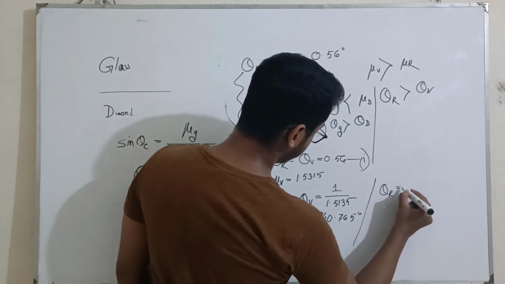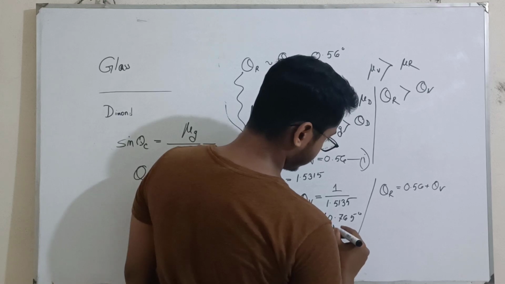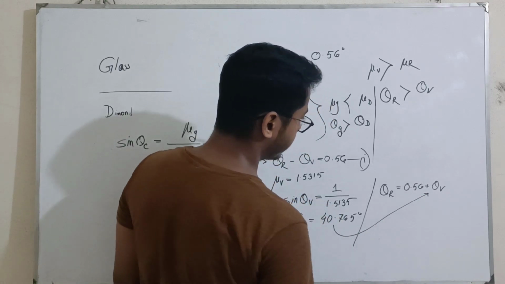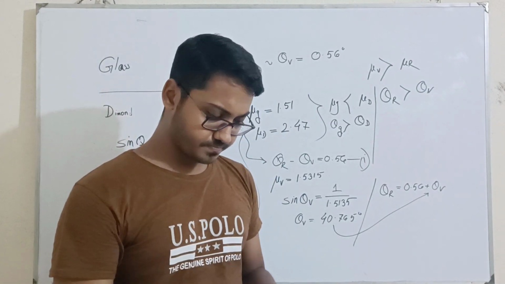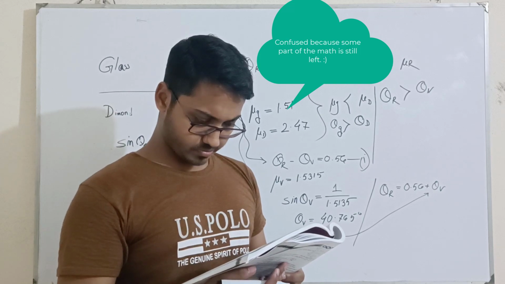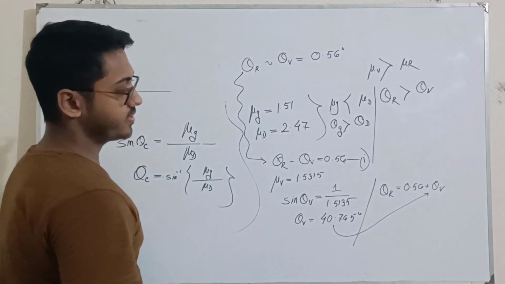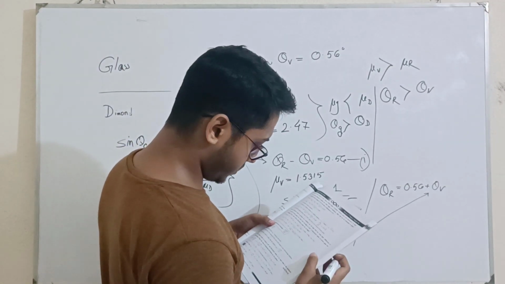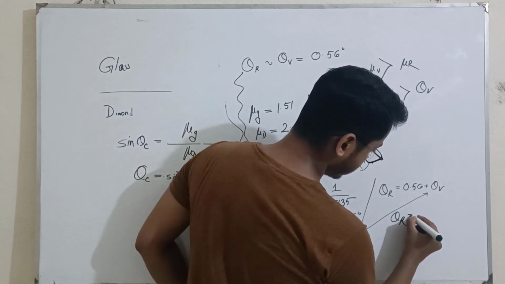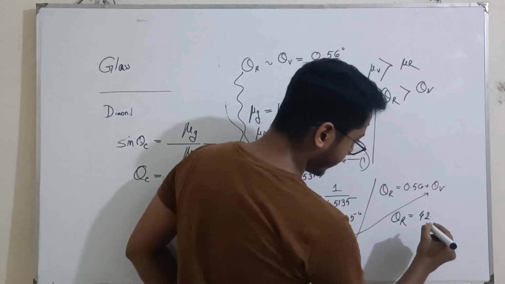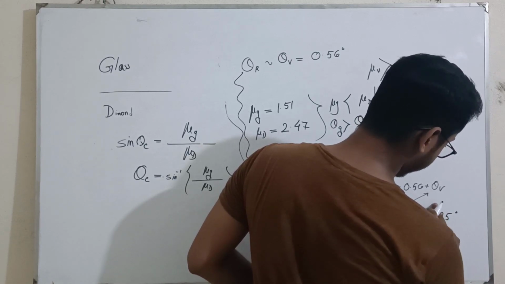So theta r is equal to 0.56 plus theta v. Now put this value here and we will get the value of the critical angle for red light. Oh, sorry, they have asked the refractive index of red light. So now we got the critical angle theta r, which is 41.325 degree.